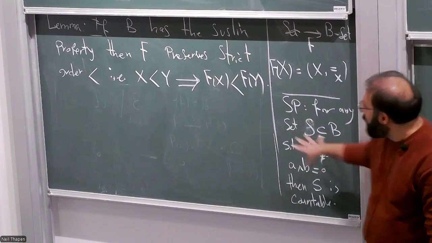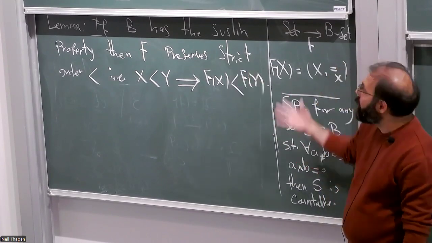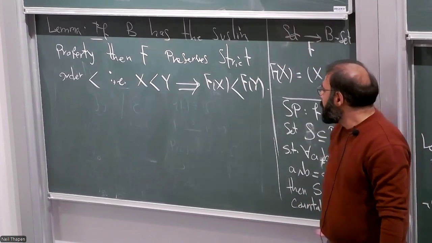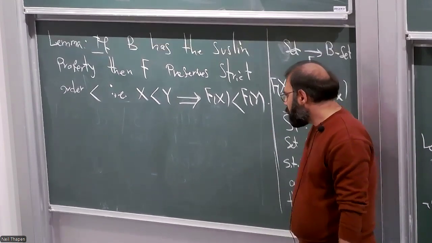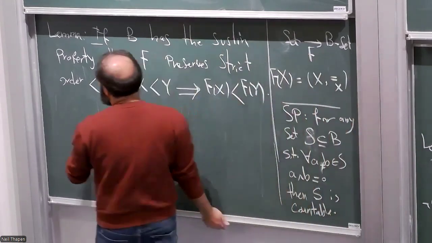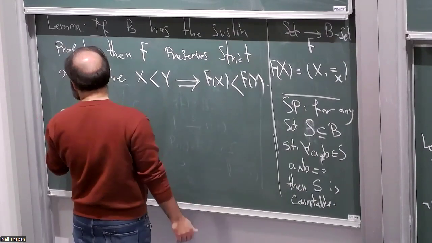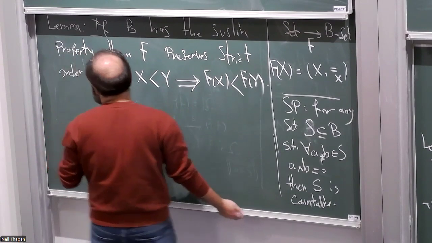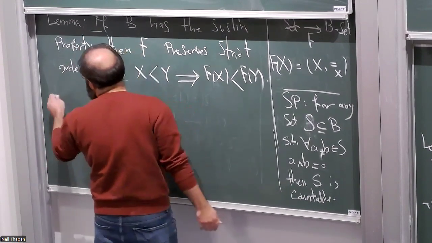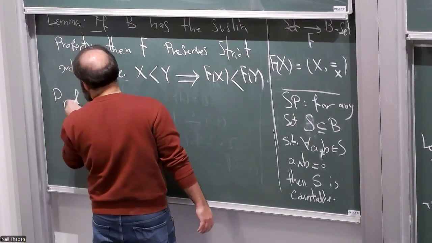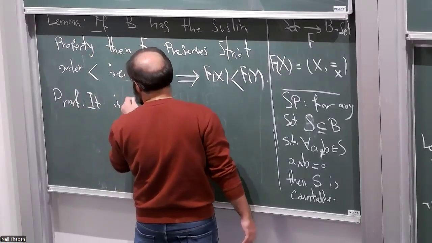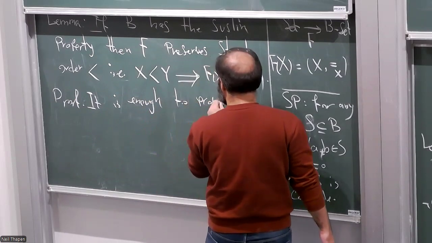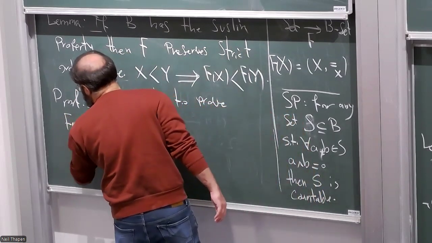Okay, so if my B has this property, and then later I construct such a B to have this thing, then I have this. How to prove it? I prove something else, and it is a cute theorem. So first, I guess it is enough to prove this. Let's say that proof, it is enough to prove this.